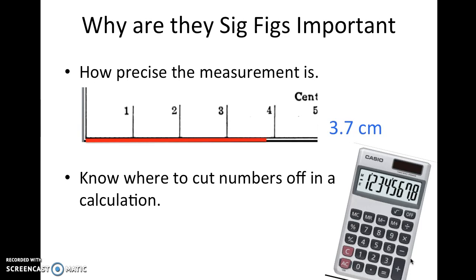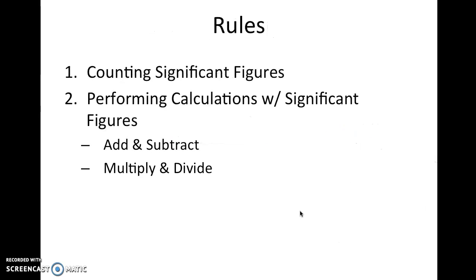All right, so why are they important to scientists? In addition to showing how precise the measurement is, like we're looking at this number 3.7, that's not so precise. We could make that more precise if we use a better instrument. So that's one thing it tells you, the precision of the measurement. But it also is really helpful when you're doing a calculation and you want to know where to cut the numbers off. So if you get some number like this and you're like, oh, should I use all these digits? I don't know. And that's where significant figures are really helpful.